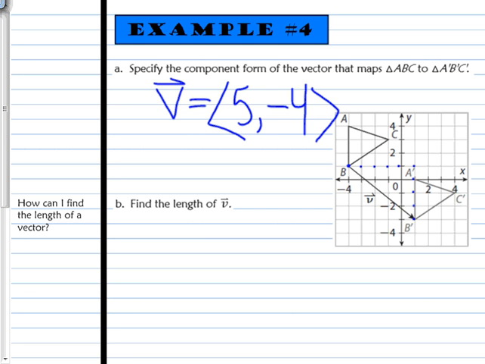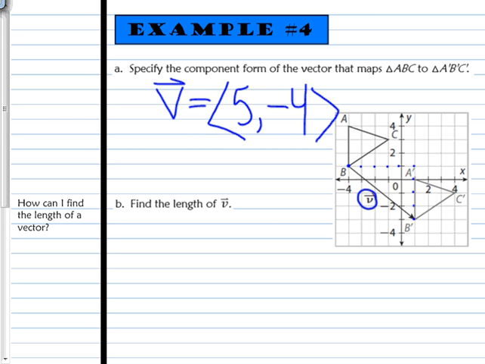So this is the component form of the vector that's mapping triangle ABC to triangle A prime, B prime, C prime. That's easy enough, right? I know you guys got to count. 5 to the right, 4 down. And if you notice, what did I just make with those dotted lines and the vector? Hopefully you notice that I made a right triangle. So now we have to find the length of the vector. See this vector right here? We're finding the length of the vector.